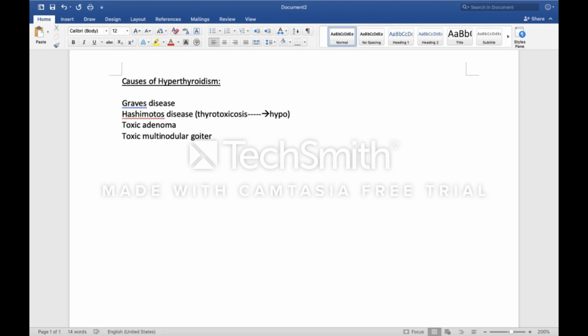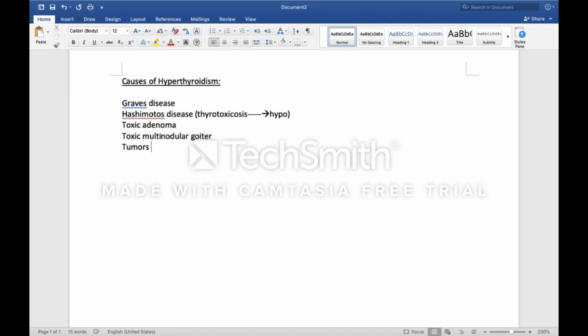Then there are many other things, tumors for example, which can present with increased thyroid hormones. And the tumors can be in the thyroid, in the pituitary, anywhere.